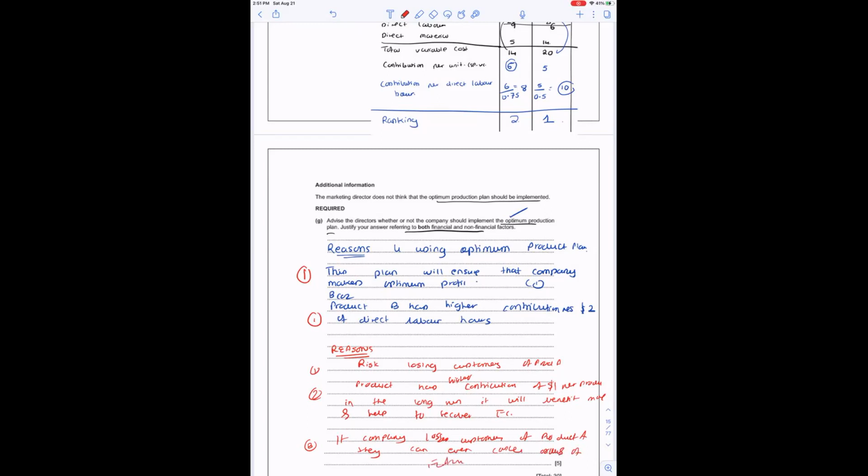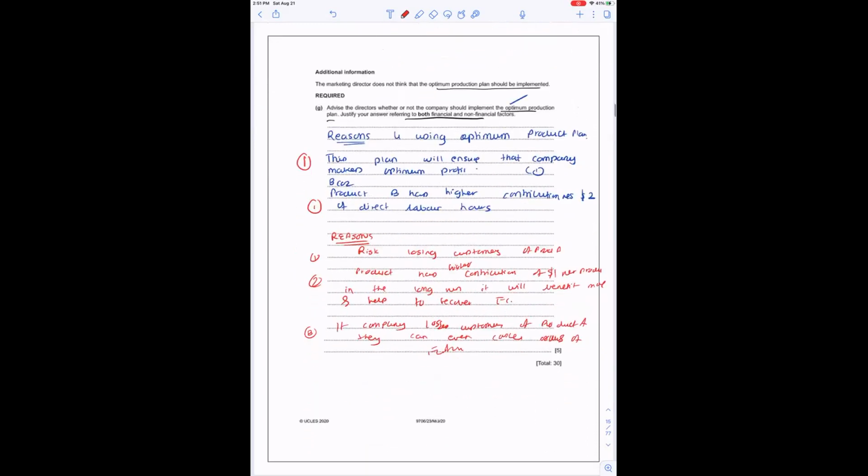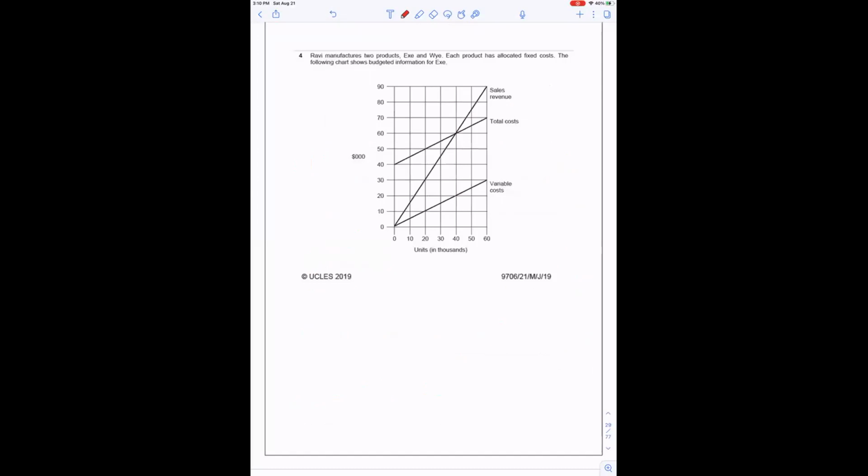Then you can give your advice whether the director should implement the optimum product plan or no. Your advice should be totally based on your reasoning. So then you will give your advice whether they should implement the optimum product plan or no. I would give an advice that they should implement the optimum product plan. Okay, in the short run. Let's proceed to the next sum.